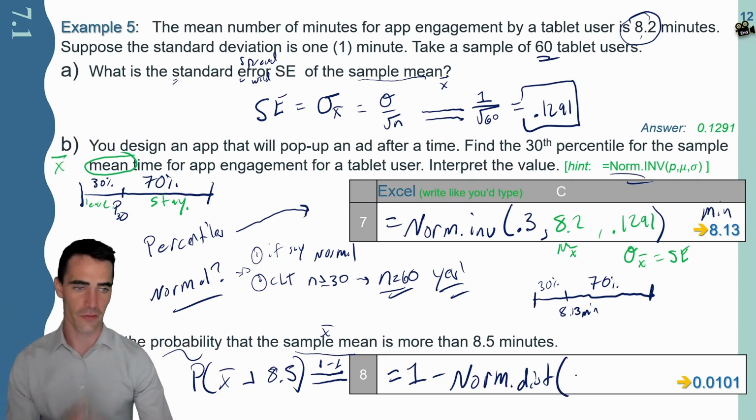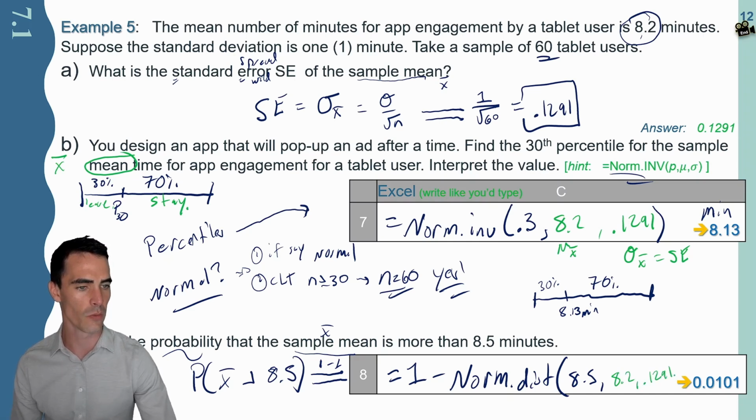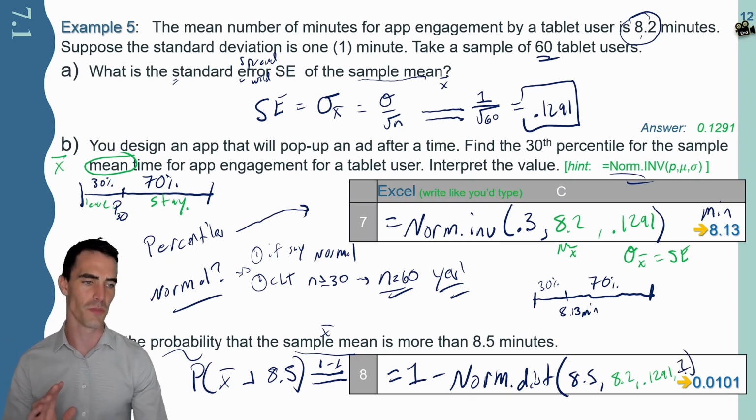And I have 4 different inputs. I have K, that's going to be 8.5, the time that we're switching on. Then I have the mean and the standard deviation. That should be 8.2 for the mean, 0.1291 for the standard deviation. And of course, with normal distribution, the last input should always be 1.